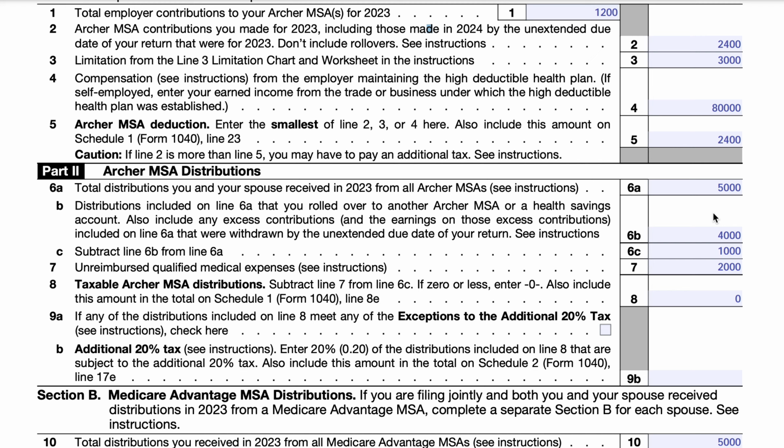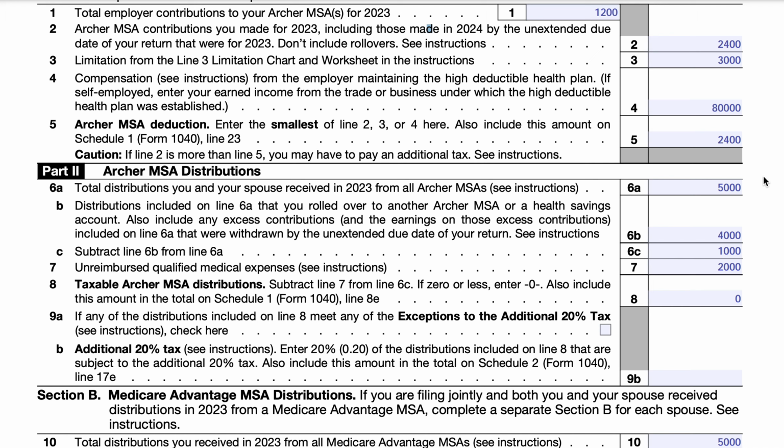If you're married, that would be both spouses. And you can find that on Form 1099-SA, line 1. So the Does do that, and it's $5,000. Line 6B includes any distributions that you rolled over into another Archer MSA or a health savings account. So you would also include any excess contributions that you withdrew before the due date of your tax return.